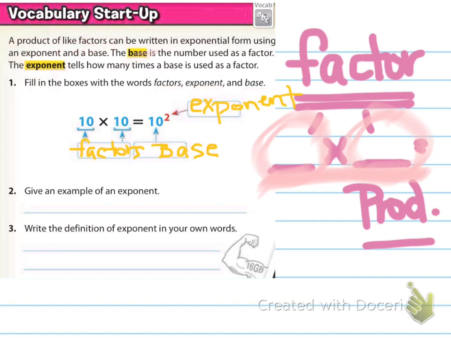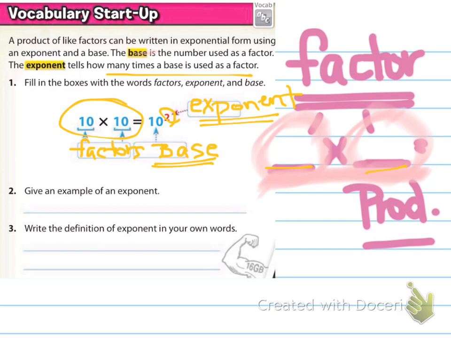Alright, so these are our factors. Our 10s are the factors, just like over here in this example. The 10 we're going to use as our base. And the 2 is our exponent. It's the number of times that the base is going to be used. So when we do 10 times 10, we can also write that as 10 to the second power.